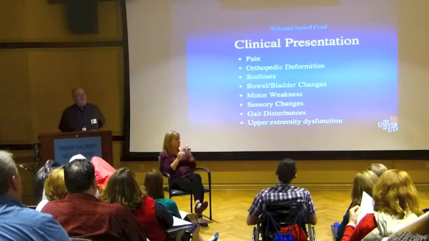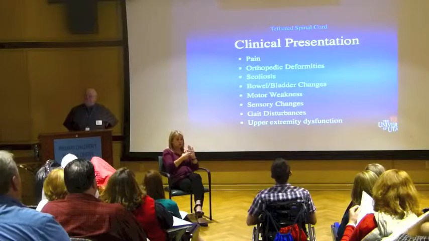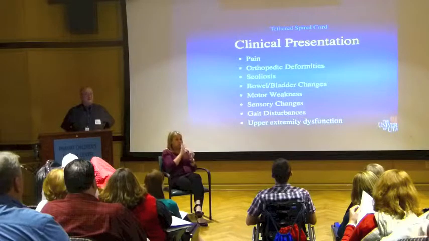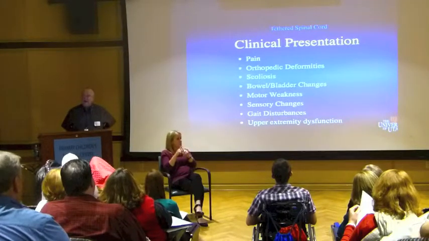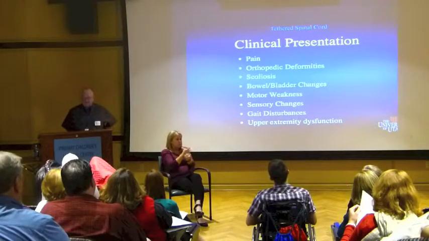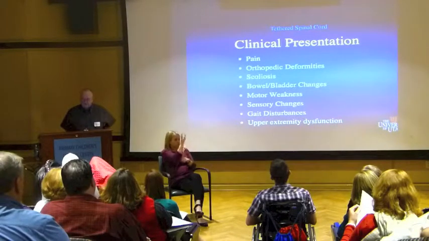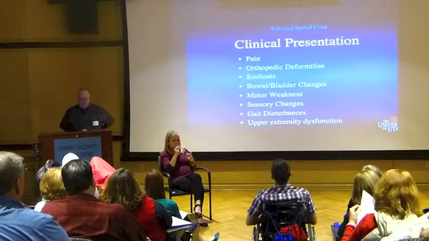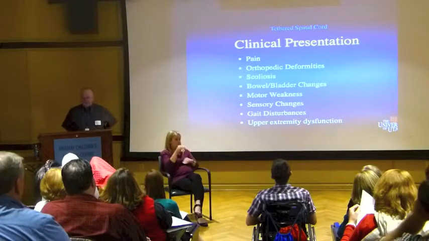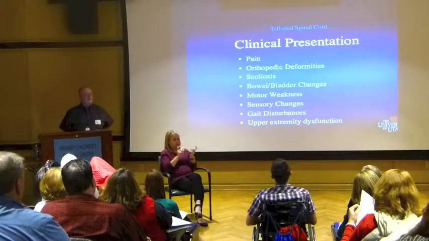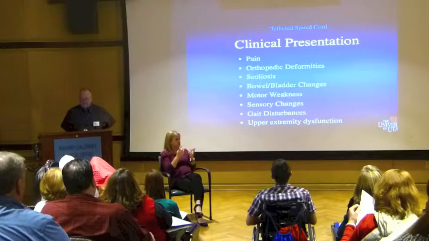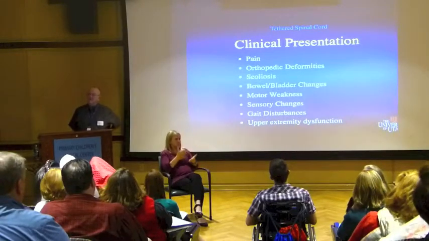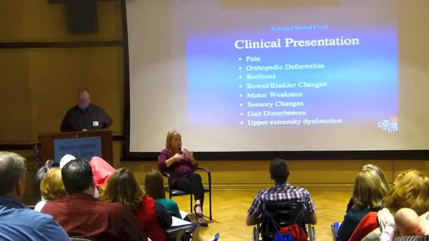Well, from a presentation standpoint, there are a number of symptoms that patients might have. We'll talk about these individually just a little bit, but it can be pain, it can be orthopedic difficulties, it can be a curving spine, scoliosis, there can be bowel and bladder issues, you can have motor weakness, sensory changes, you can have progressively worse abnormalities of gait. You can even have some upper extremity problems related to a tethered cord.